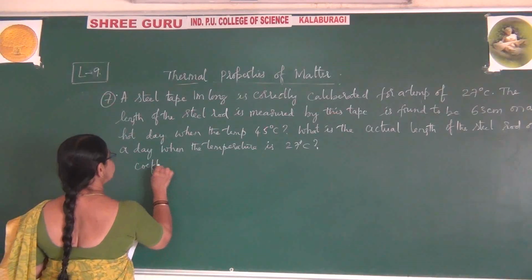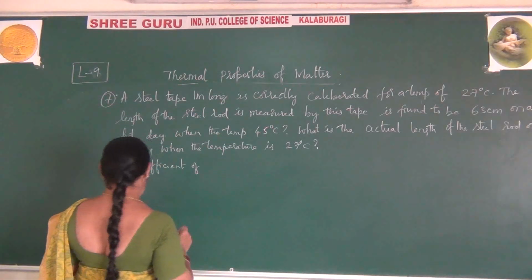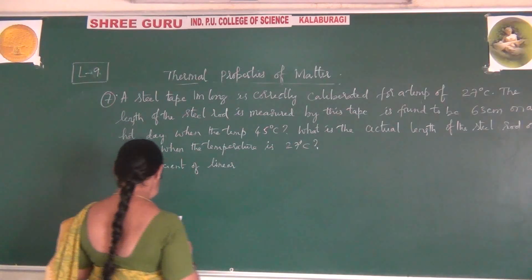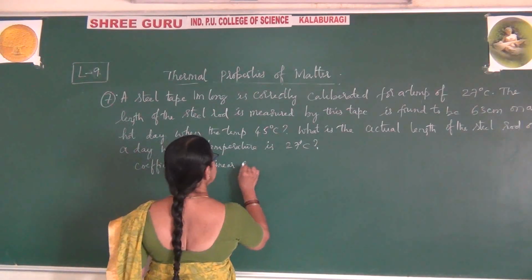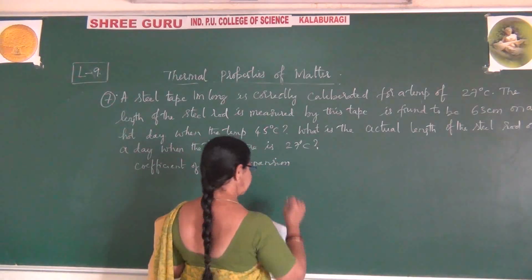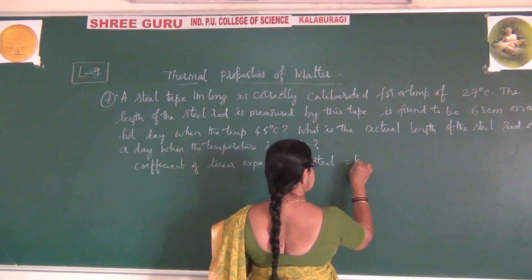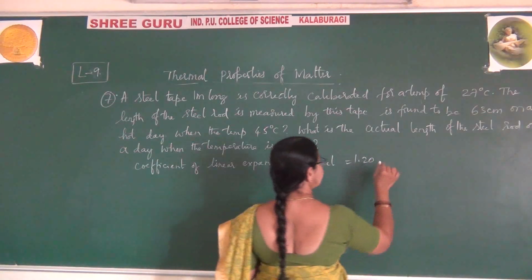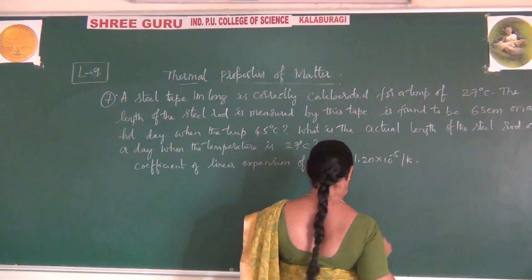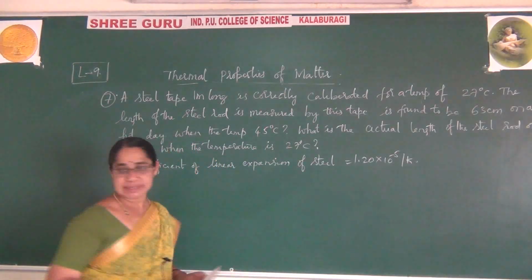Coefficient of linear expansion of steel is 1.20 into 10 raised to minus 5 per Kelvin. Okay, this is the question they have given. Please observe.